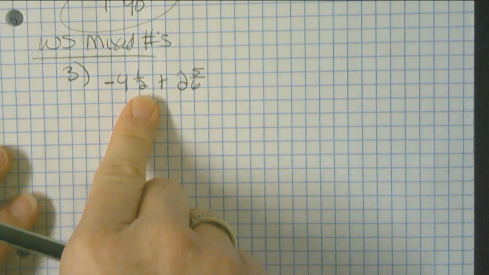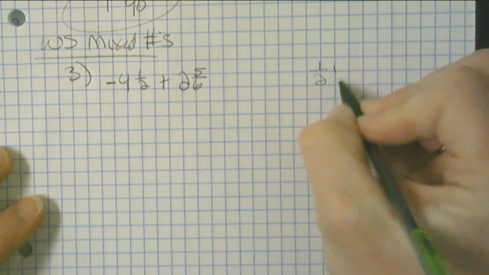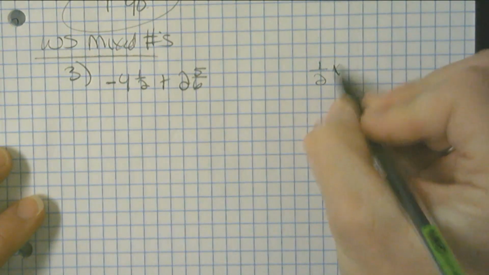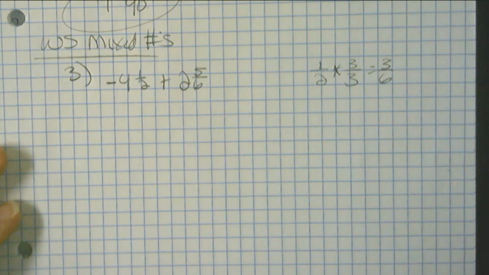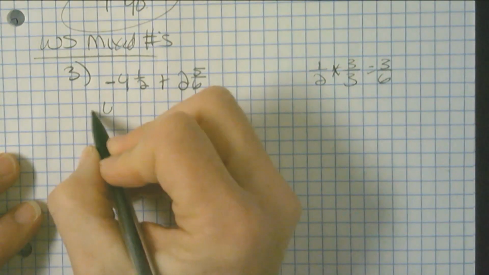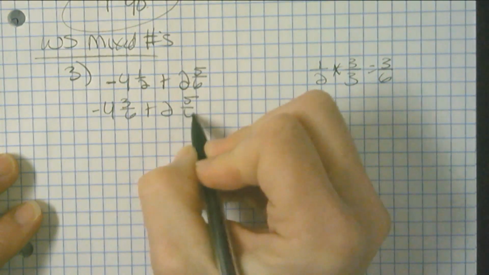Awesome. Okay. So Matthew, the first thing I'm going to do is create an equivalent fraction for 1/2, so it's a common denominator with 6. Off to the side, I'm going to multiply 1/2 by 3/3, and I get 3/6. All right, so I have -4 and 3/6 plus 2 and 5/6.